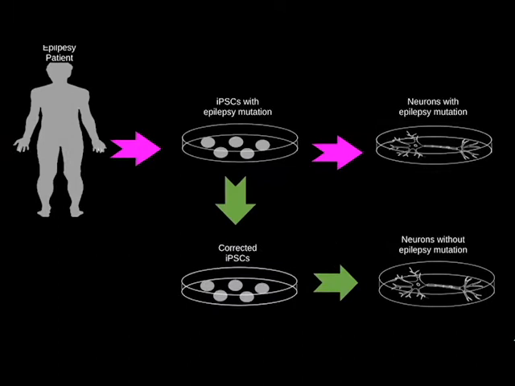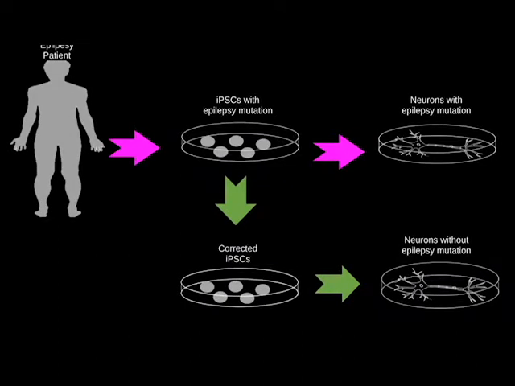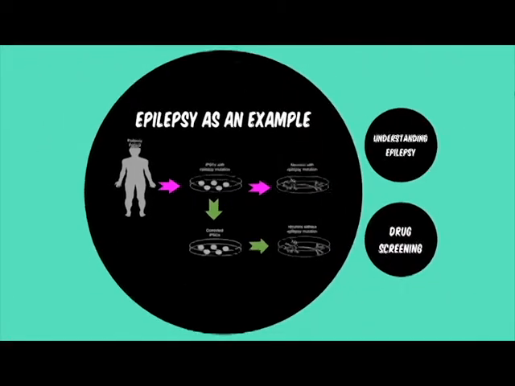This is an example of how we can combine these two methods to study epilepsy. First, we can get skin or blood cells from an epilepsy patient and turn them into iPSCs. And then we can turn those iPSCs with specific epilepsy mutations into neurons that also have the epilepsy mutation to study them in a dish. Additionally, we can use gene editing techniques like CRISPR to correct the iPSCs and create a control that is almost identical to the diseased neurons.